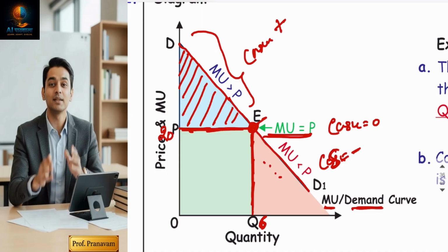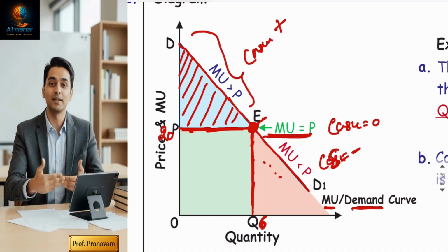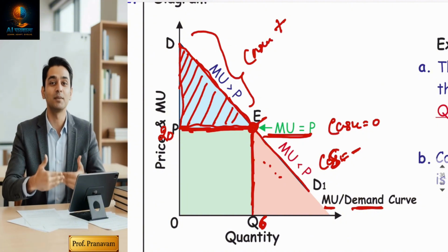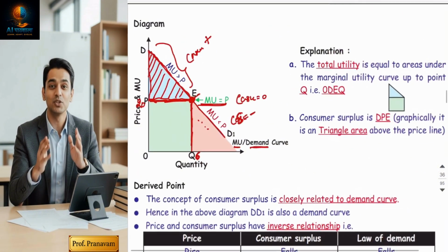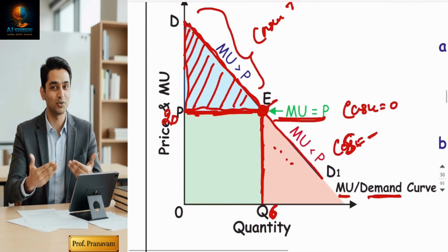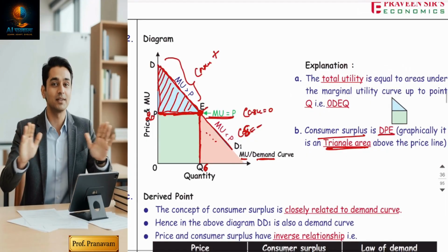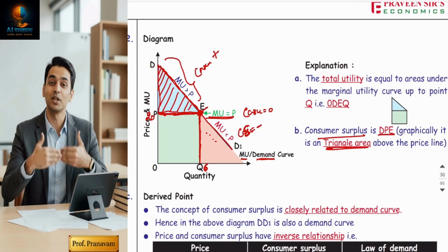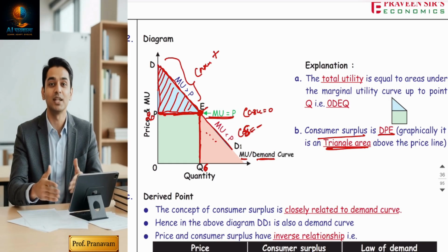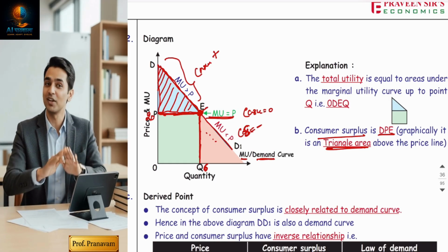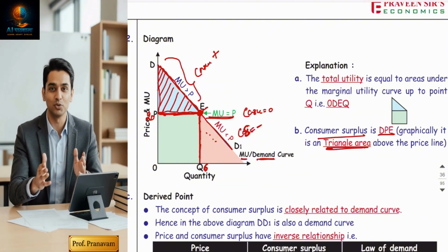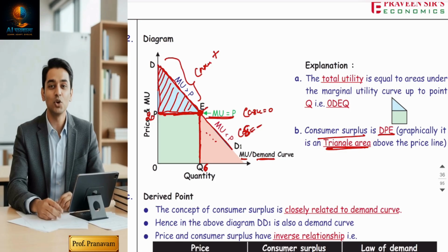Now, how much is my consumer surplus? Understand, above the price line, the blue shaded triangle is actually my consumer surplus. See point B, consumer surplus is triangle DPE. So always keep in mind, if they ask you diagram based questions, whatever the price line, the area above the price line is consumer surplus, and below the price line is negative consumer surplus. And the surplus area will always be in a triangle shape.